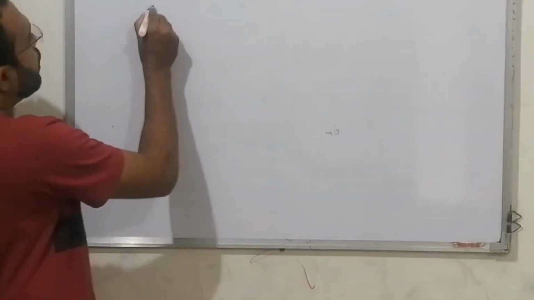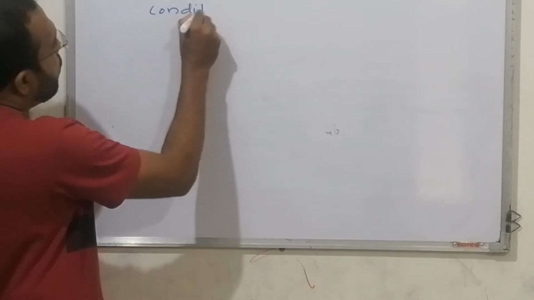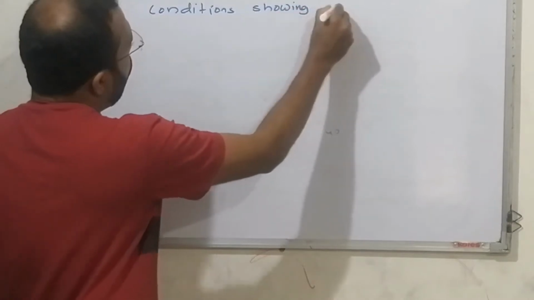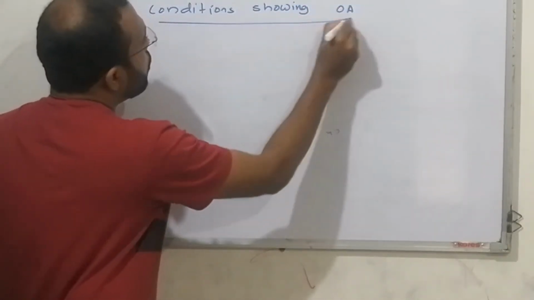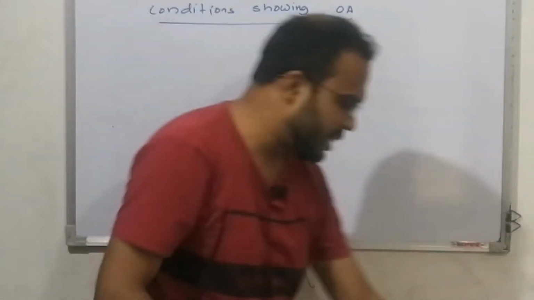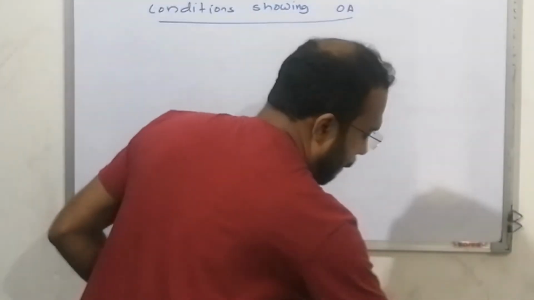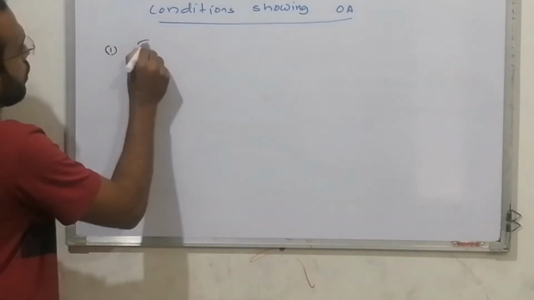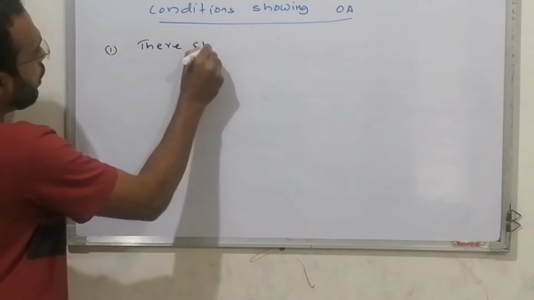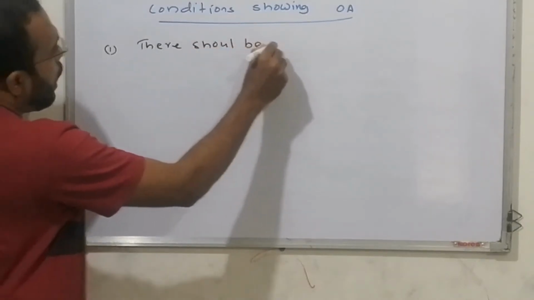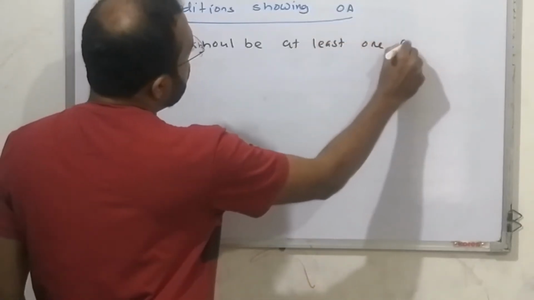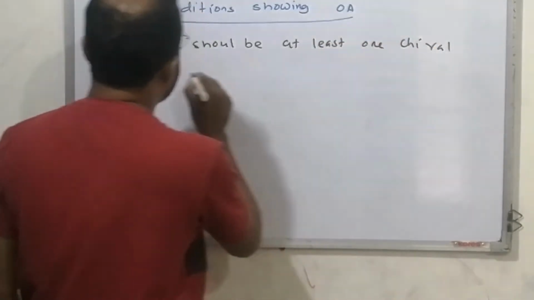Now, conditions showing optical activity. Which molecules are optically active? What are their conditions? Basically, there are two conditions. First, there should be at least one chiral center.